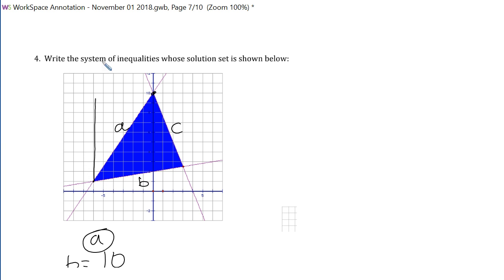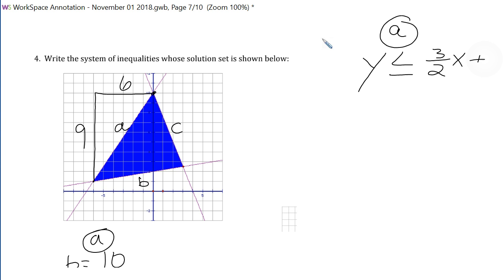Let's see, rise over run. It looks like we've gone up 9 and over 6. So the slope is 9/6, which is 3/2. So you got equation A is y. Now, we're going below that line. So it's less than or equal to, because it's below line A, mx plus b. So 3/2 x plus 10. Okay?